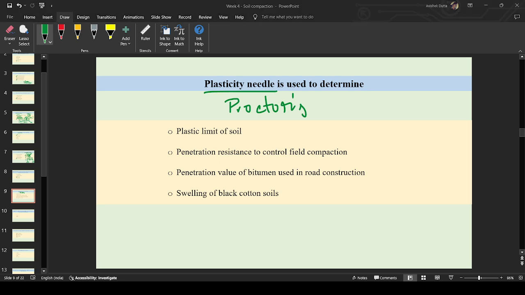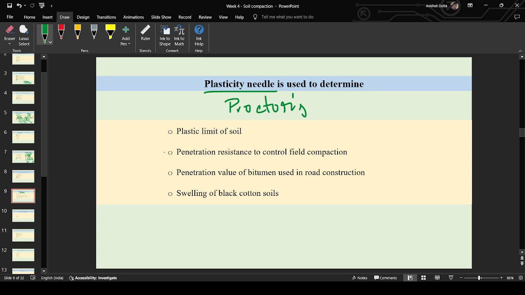Second option, penetration resistance. Yes, second option. To control field compaction. We should know, right?